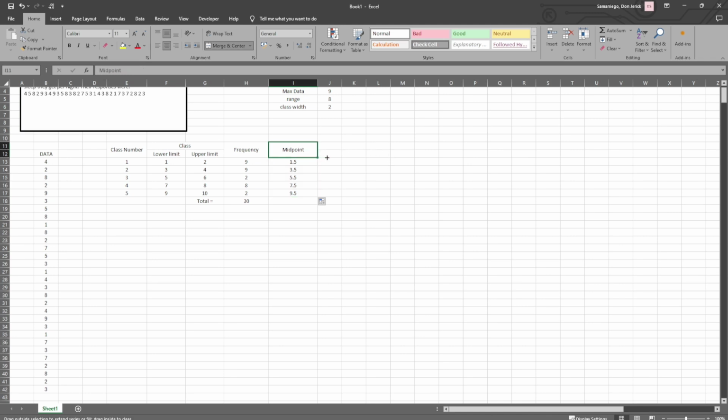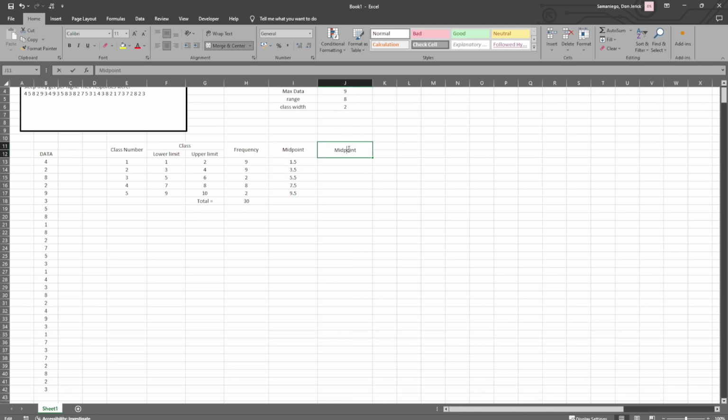Then you need to get the relative frequency. To get the relative frequency, it is only equal to the first row of the frequency divided by the total frequency. And don't forget to click F4, enter, then spread.